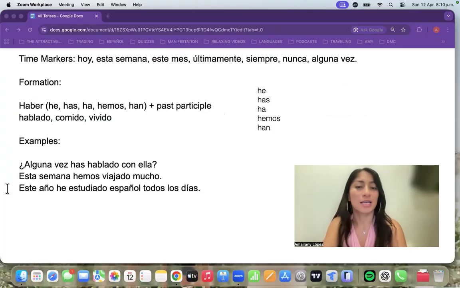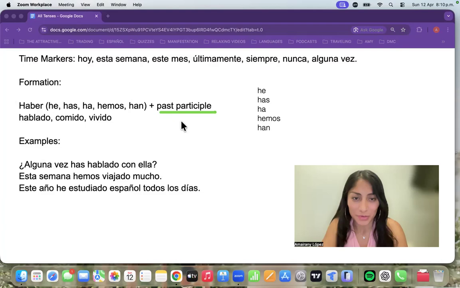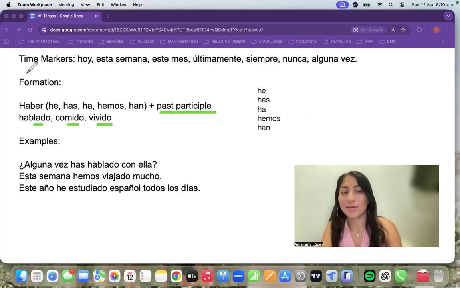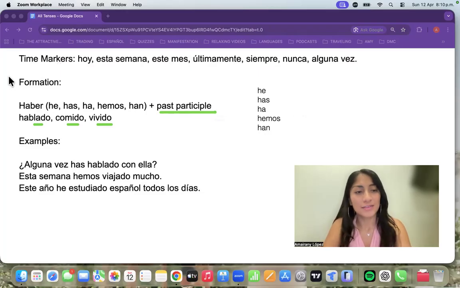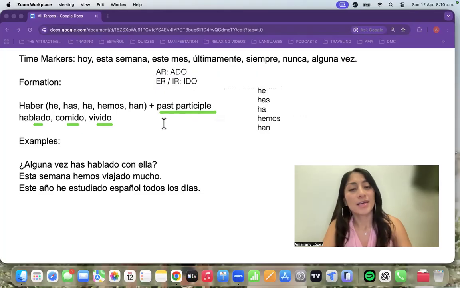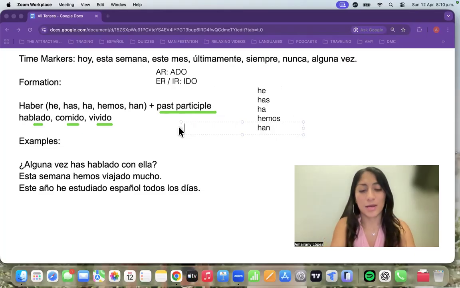Now the second part is called the past participle. The past participle in Spanish is when we change the word into these endings, ado and ido, okay? So if we have an ar ending, it's going to be ado. If it's er or ir, what applies to er also applies to ir, which is really fortunate, really cool. It's ido, okay?